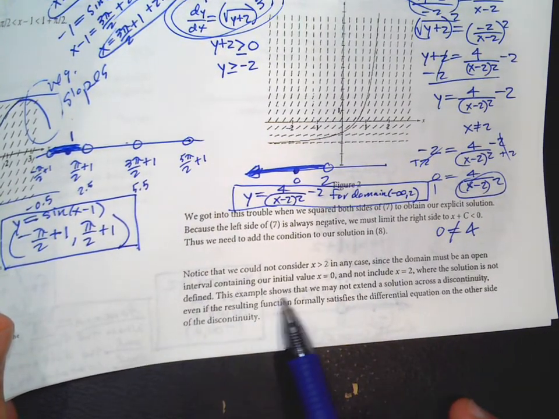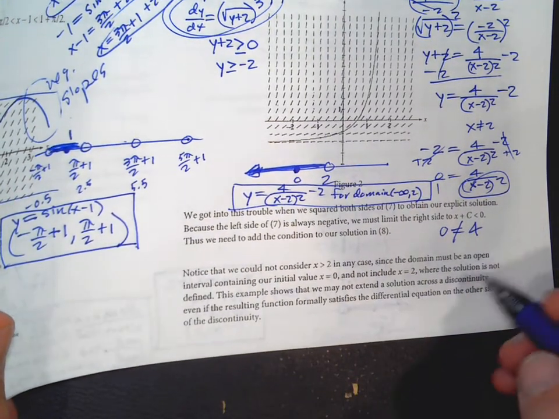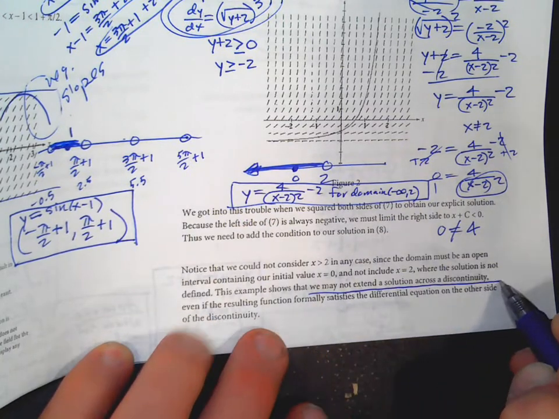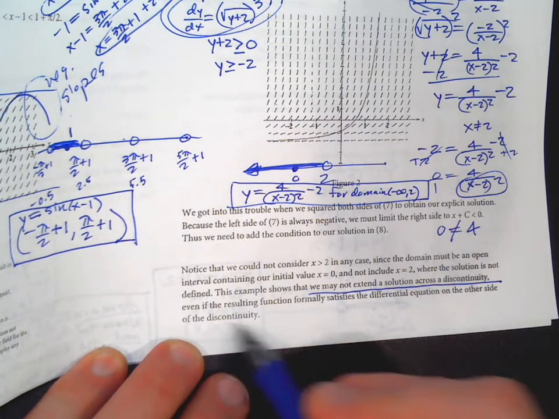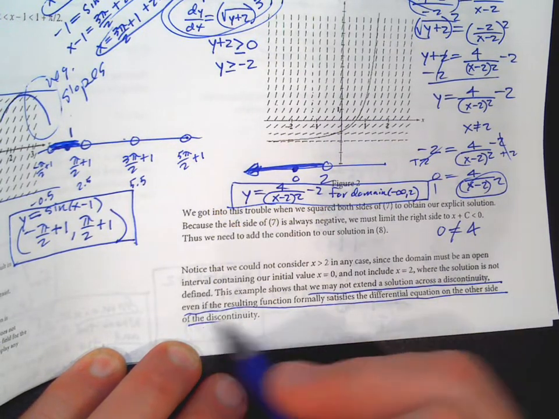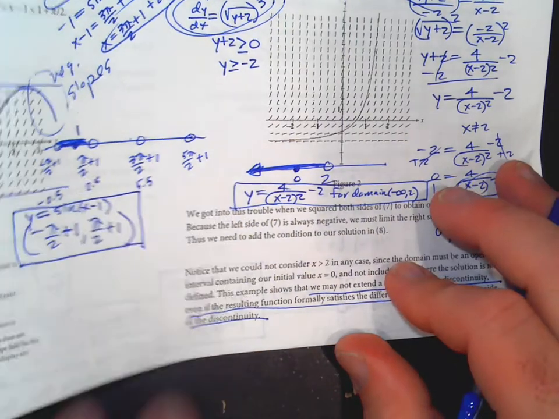This example shows that we may not extend a solution across a discontinuity, even if the resulting function formally satisfies the differential equation on the other side of the discontinuity. We can't go through that discontinuity. We have to break it up.